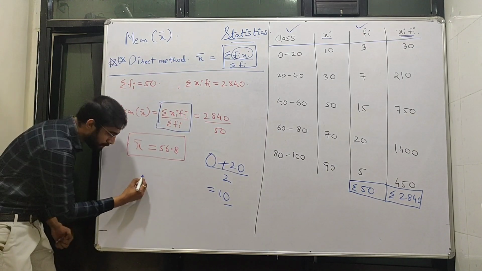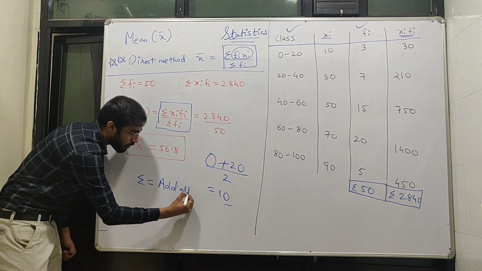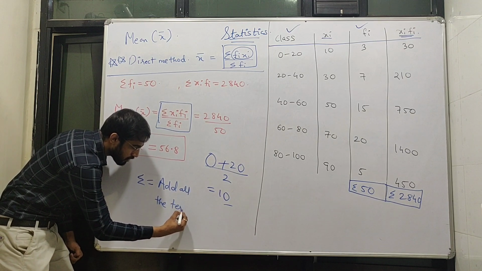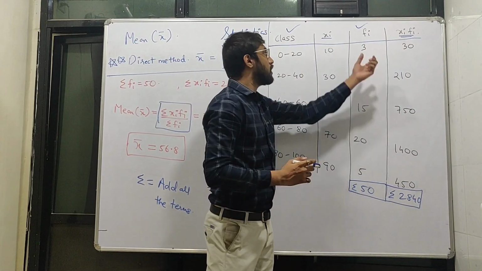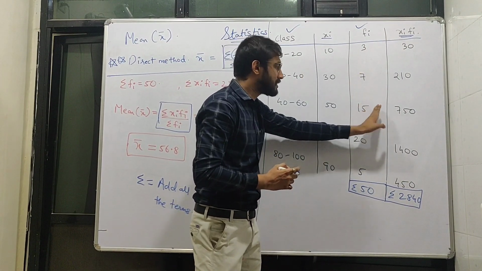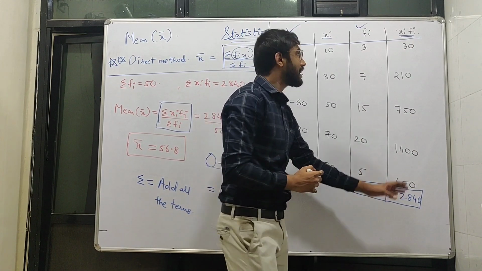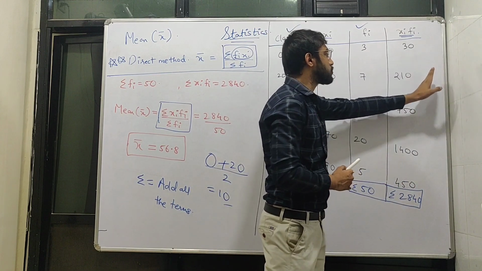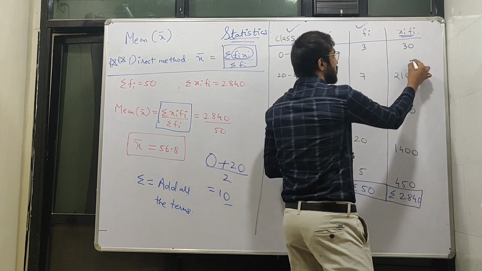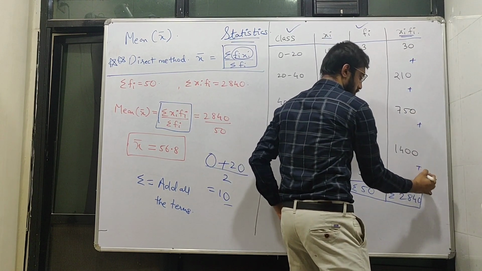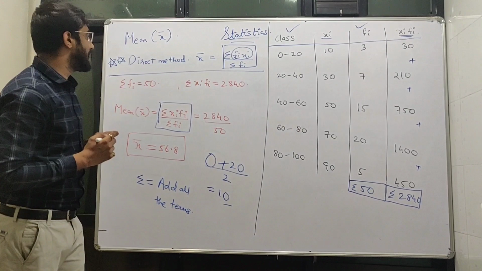What does this sign summation mean? Summation means add all the terms. In simple language, add everything up. So the summation of fi is 7 plus 3 plus 15 plus 20 plus 5. If you total it out, it will be 50. Again, summation for xi fi: 30 plus 210 plus 750 plus 1400 plus 450. The total here by adding will be 2840.